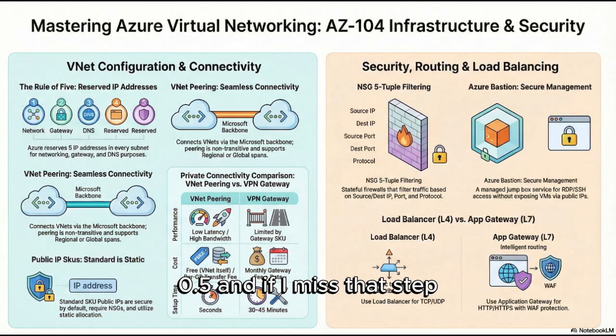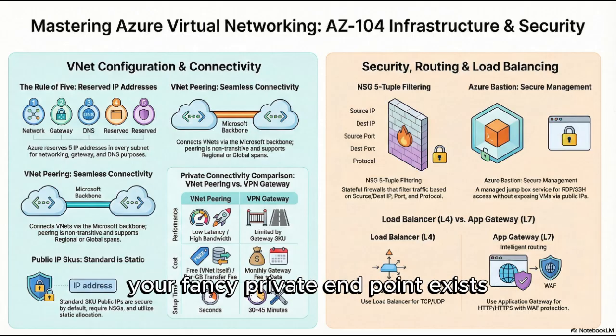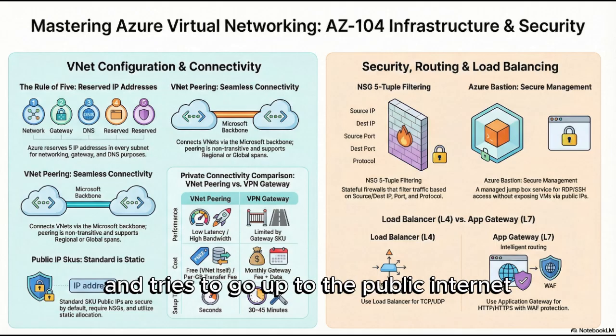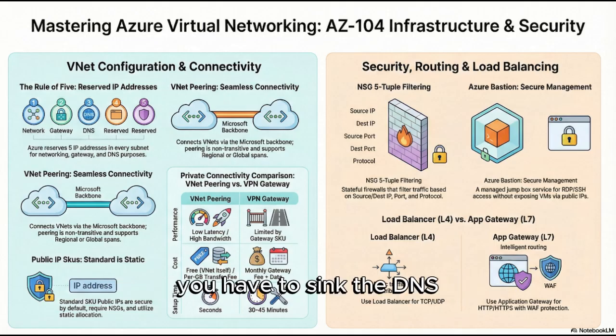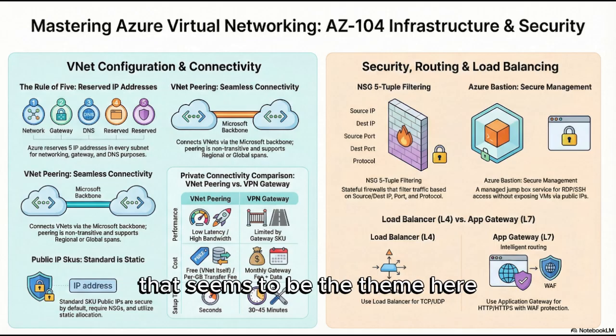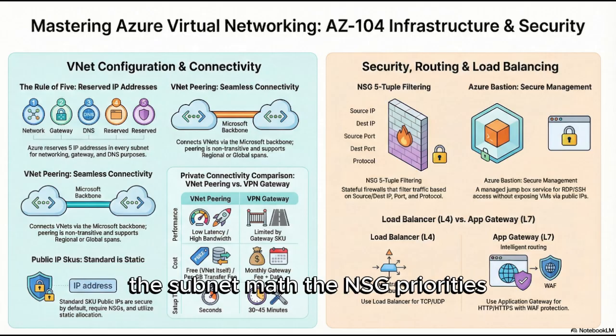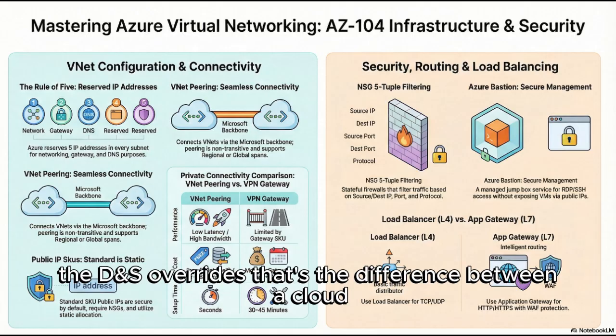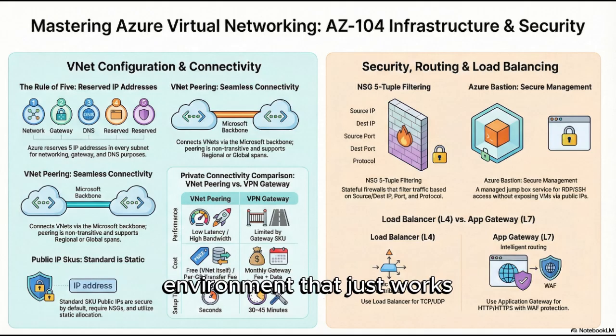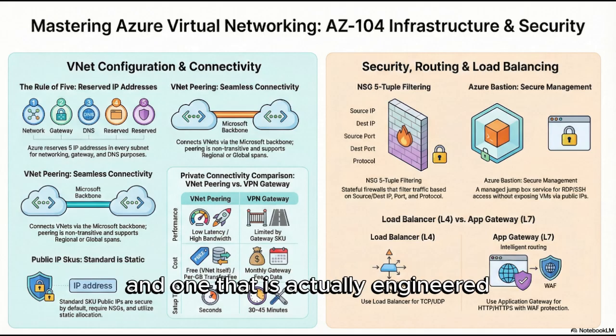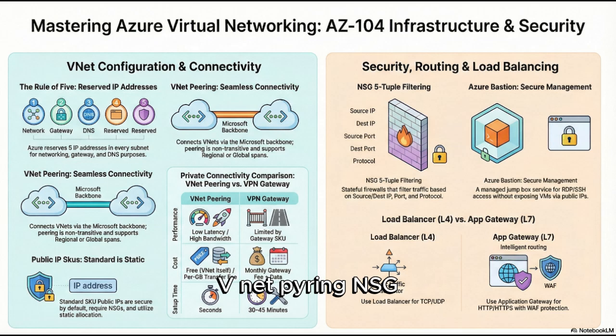And if I miss that step, your fancy private endpoint exists, but your app just ignores it and tries to go out to the public internet. You have to sync the DNS. That seems to be the theme here. Great power, but you have to configure the details: the subnet math, the NSG priorities, the DNS overrides. That's the difference between a cloud environment that just works and one that is actually engineered. You are assembling these blocks, VNet, peering, NSG, Bastion, Private Link, to build a system that balances performance with security.